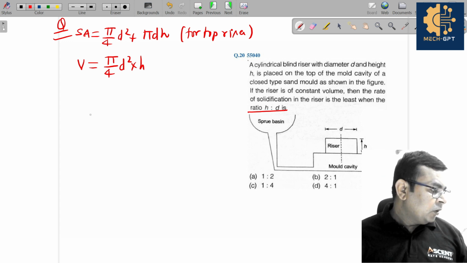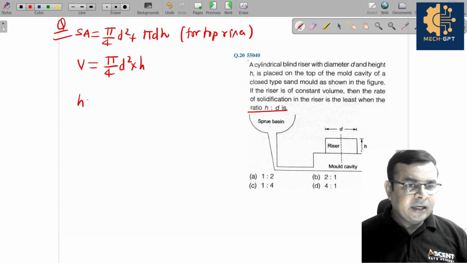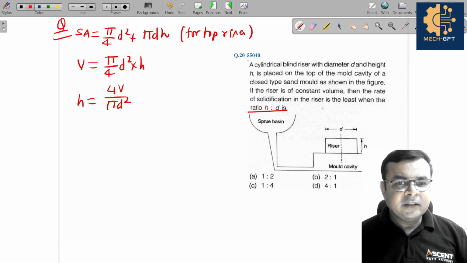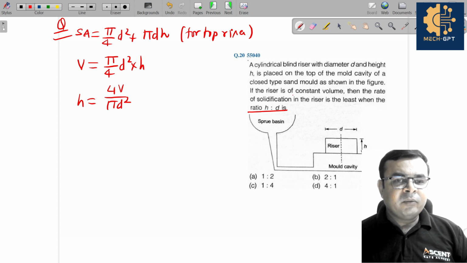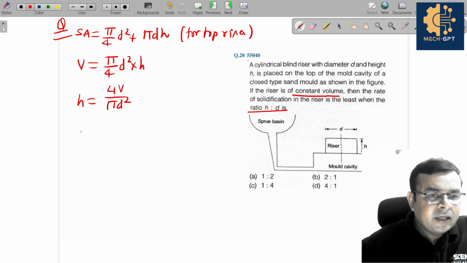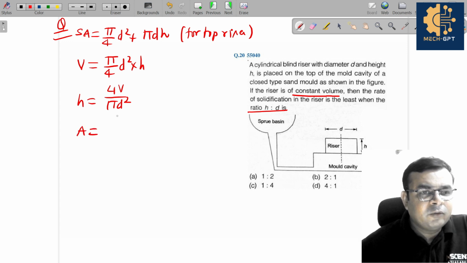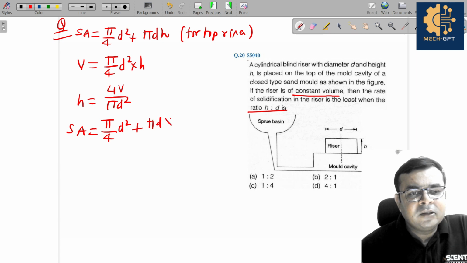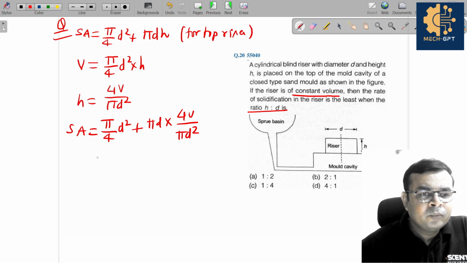Is it clear? So from this, can I say h is nothing but 4V over pi d square, and here one thing is mentioned: the volume remains constant. So the area can also be written in terms of the volume. This is the surface area: pi by 4 d square plus pi d into, instead of h, here I am writing 4V over pi d square. Yes or no? So this is the surface area.